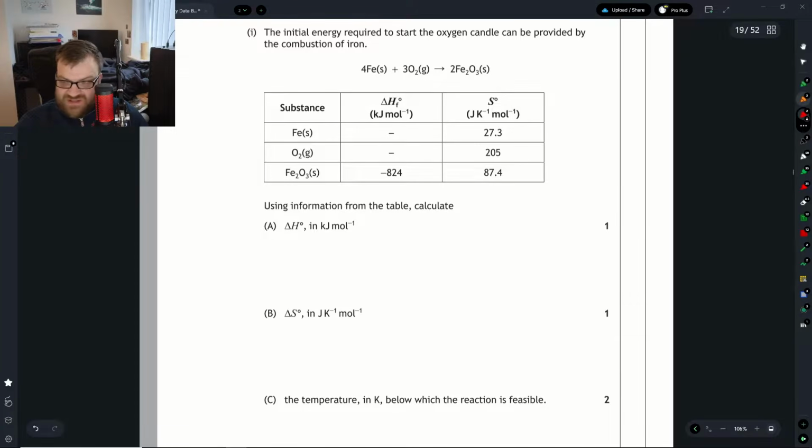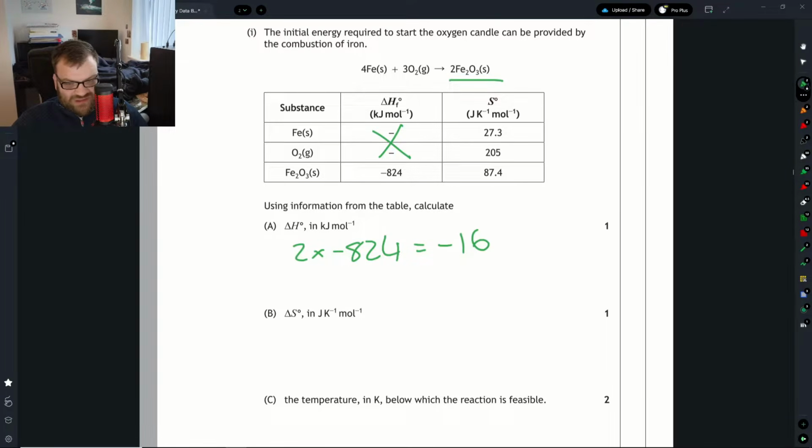Next up, we're asked to calculate delta H. Again, we're going to use the products, take away the reactants. So our product is Fe2O3, but we've got 2 of them. So it's going to be 2 times minus 824. There is nothing for the reactants, so I don't have to involve them at all. I can just put that's going to be minus 1648 kilojoules per mole.